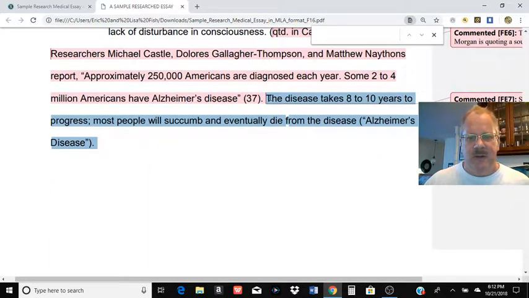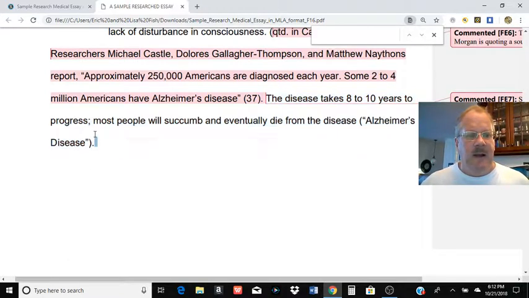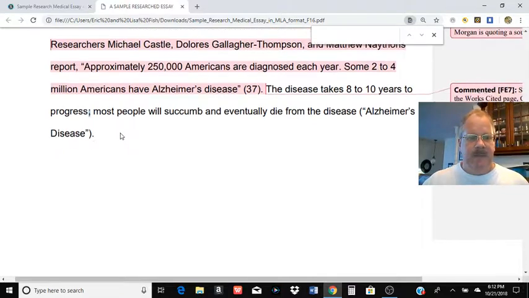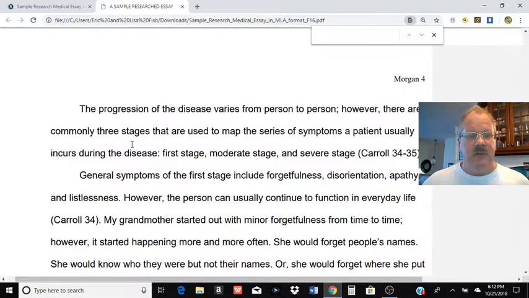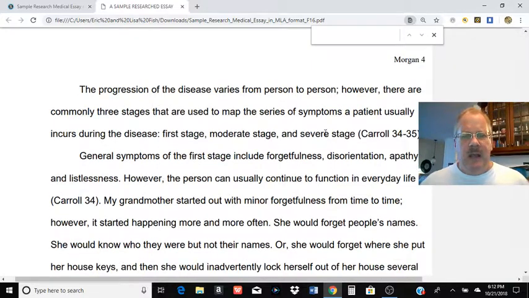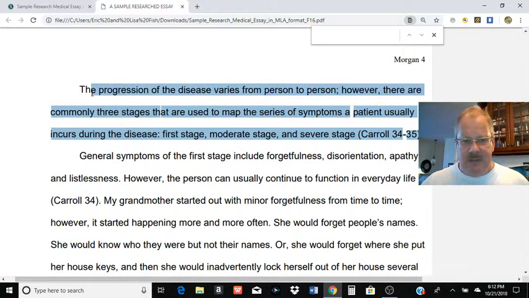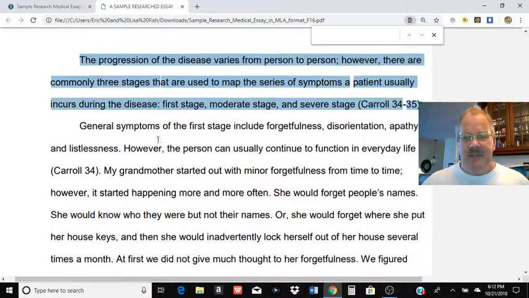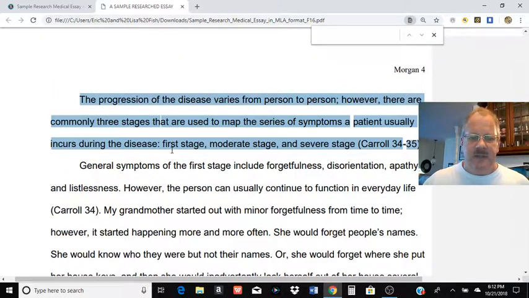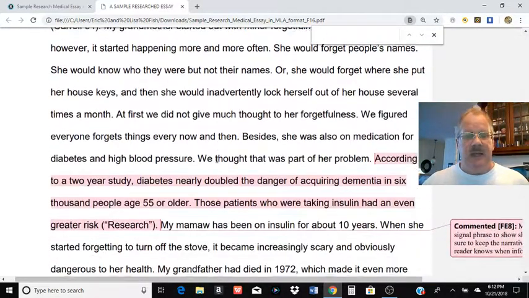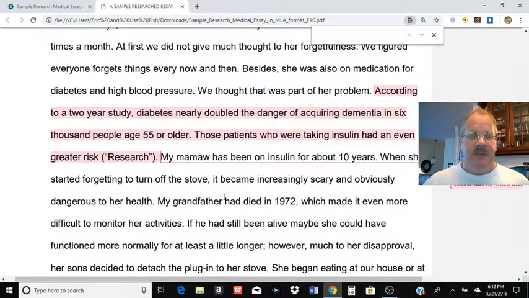This one's kind of short. The disease takes 8 to 10 years to progress. Most people will succumb and eventually die from the disease. Probably a summary. It's pretty short, straight to the point. No semicolon separating two independent clauses, two full sentences. You need to use a semicolon in your essay at some point, right? There's probably another summary. But you're going to see the difference between summary and paraphrase is not necessarily in formatting, but in the length and your intentions. Are you trying to summarize things and condense it, or are you trying to restate everything?